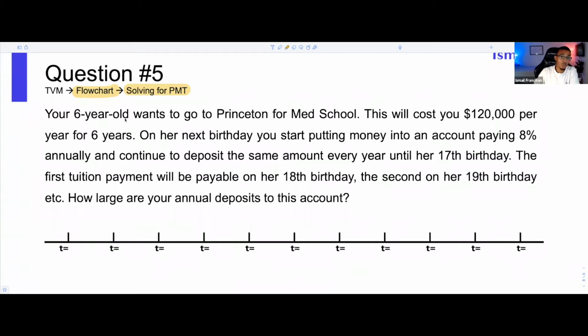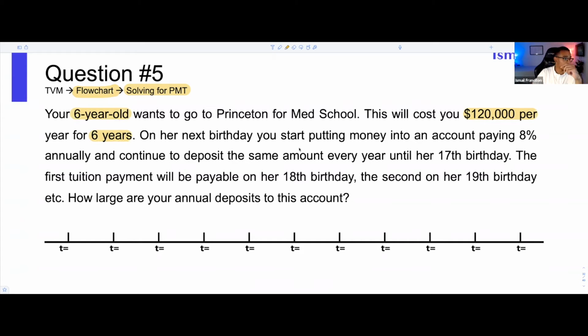So your 6-year-old wants to go to Princeton for med school, okay? And you know that this is going to cost you 120 grand per year for 6 years, right? Going to med school is a long process. It takes some time. So it's going to cost 120 grand every single year for 6 years.